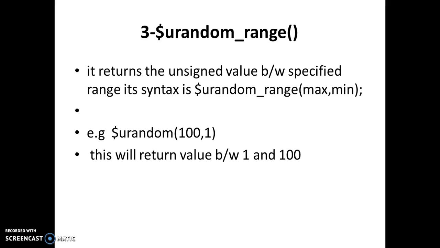This is another function that is called $urandom_range. It also returns an unsigned value, but here you have flexibility, meaning you can specify the maximum and minimum value. For example, if you want to generate a random value between 100 and 1, you will write 100 on the left side and 1 on the right side. The right one is the minimum and the left one is the maximum. So this function will generate a value between 1 and 100.